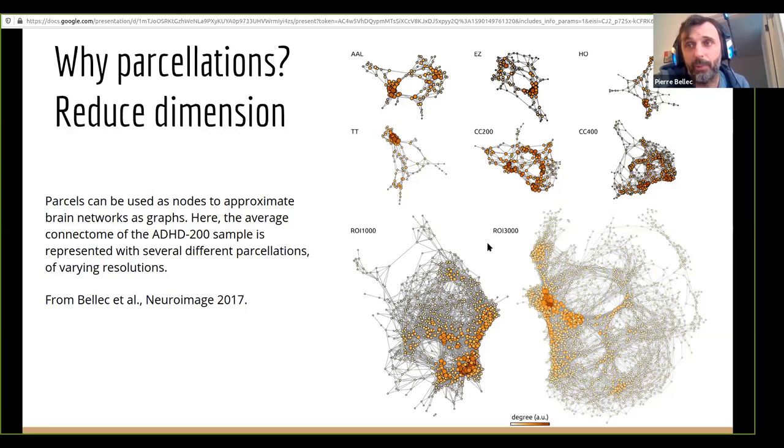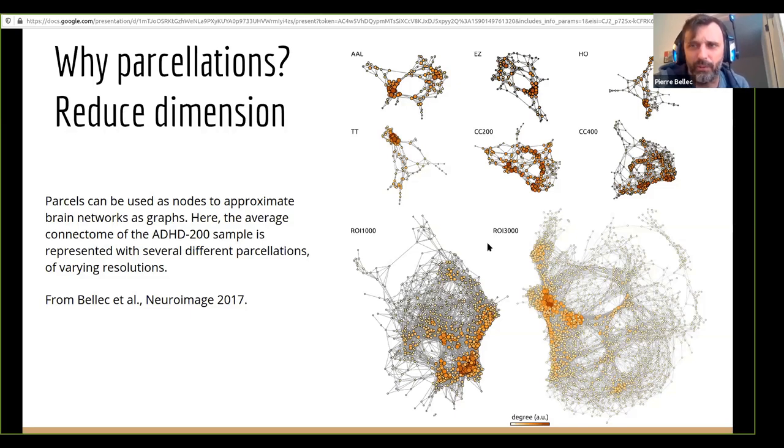And on the top left, you have a very popular structural parcellation. So regions that have been drawn based on where they are in the brain, and it's called the AAL. You've got a couple of functional parcellations as well. Here you've got the CC parcellation with 200 regions or 400 regions. So CC stands for Cameron Craddock. Made by Cameron Craddock, as the name indicates.